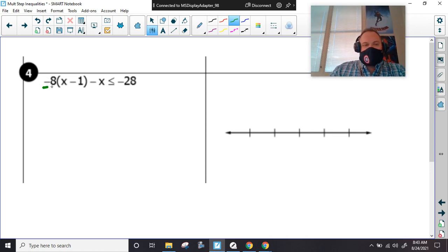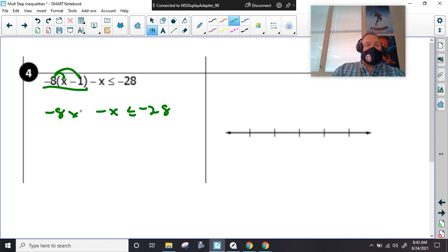This time our distribution is up front, okay? But notice we're only going to distribute to what's inside the parentheses. This minus x is just tagged along here. All right. So negative 8 times x is negative 8x. Negative 8 times negative 1 is a positive 8. And that is not written very well. I was not happy with that. That's not much better, but it's better than what it was.